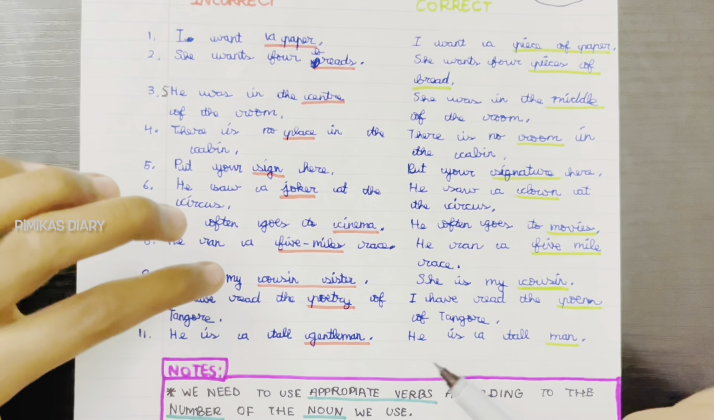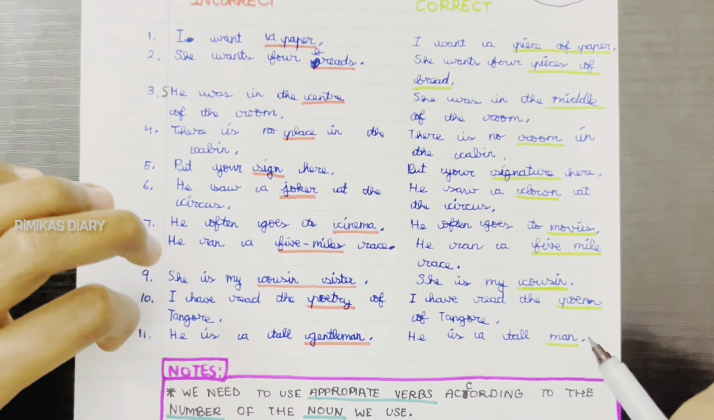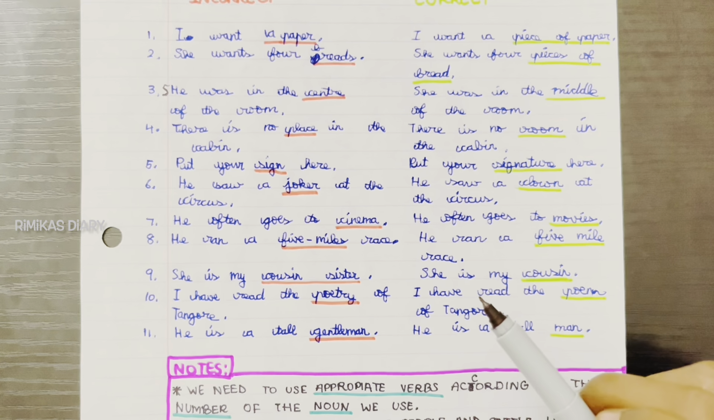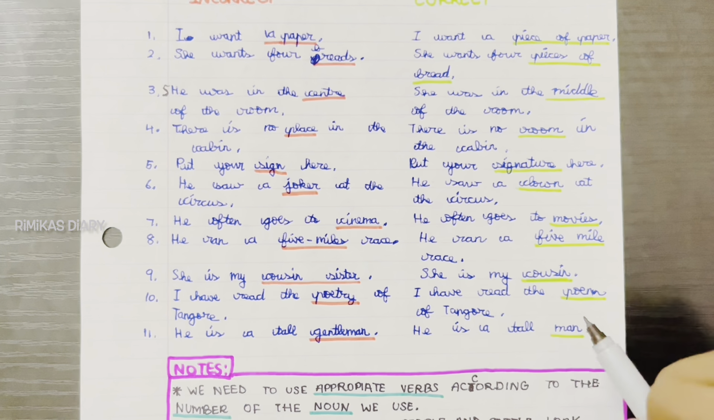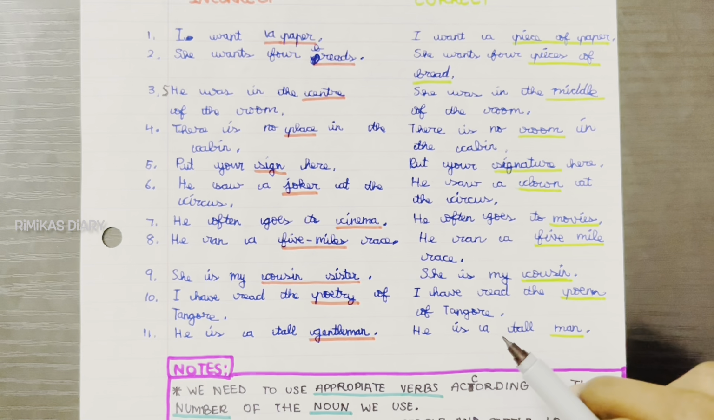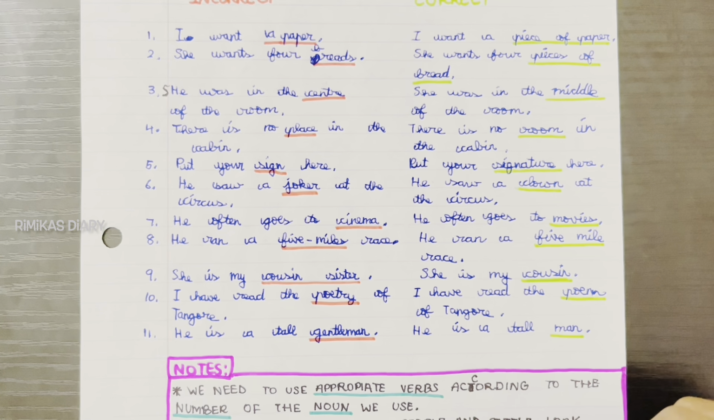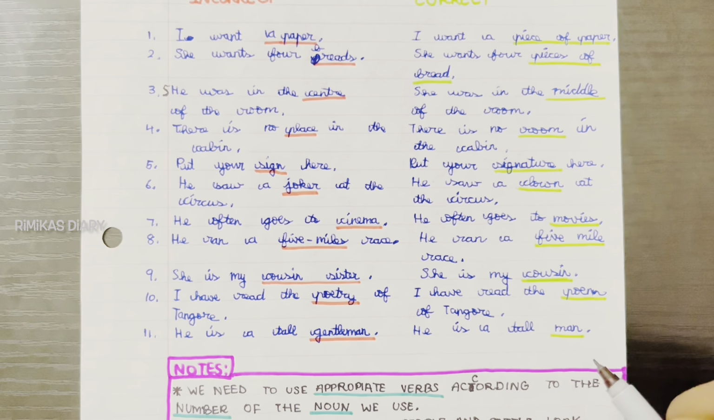She is my cousin's sister. She is my cousin. I have read the poetry of Tagore. I have read the poem of Tagore. He is a tall gentleman. He is a tall man.